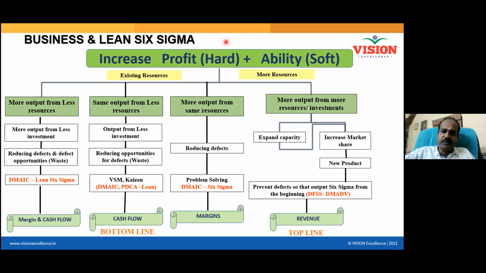Suppose further process improvement is not feasible. What do we do? We scrap the existing process and go for launching a new process, isn't it? For example, let's say I move from a manual method of attendance system to a completely automated or computerized method of attendance. Now, what is that project? DFSS, isn't it?